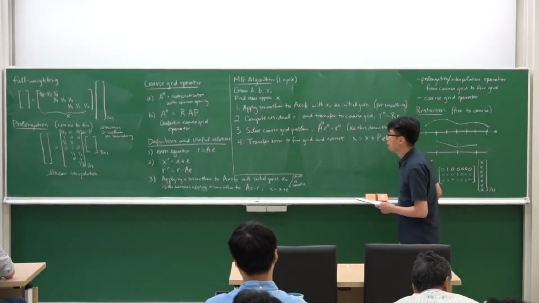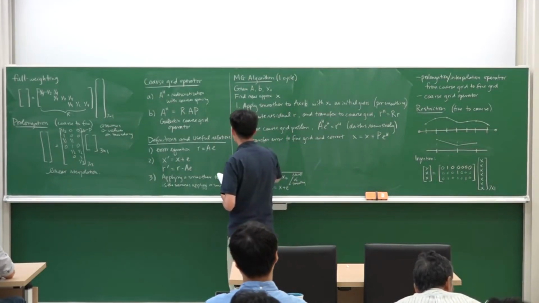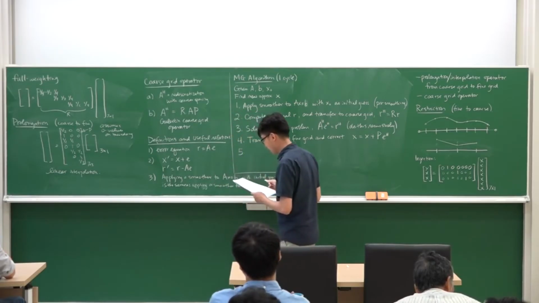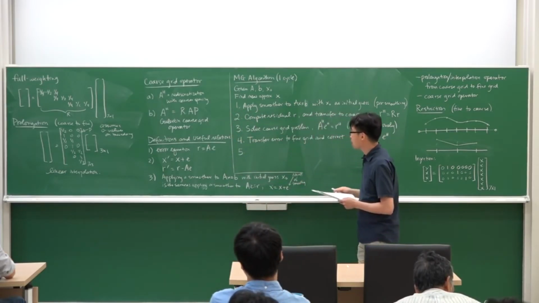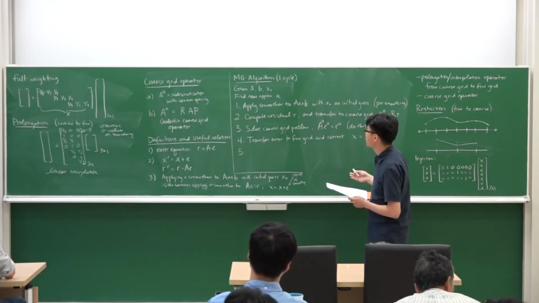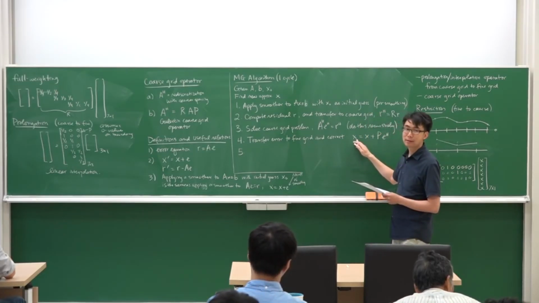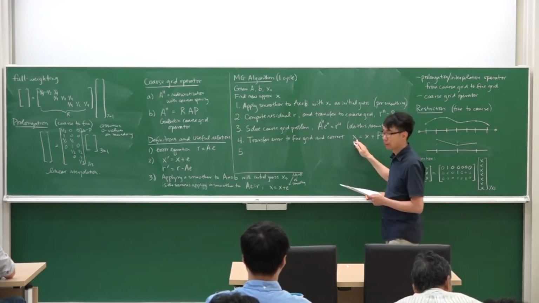And then there's one final step, which is sometimes optional. It's the post-smoothing step. And that is, we're going to apply the smoother to Ax = b using x as the initial approximation.